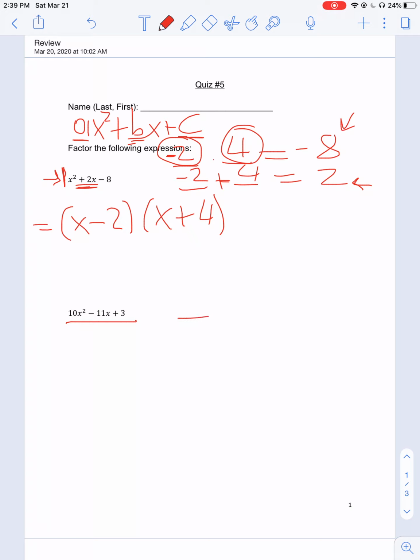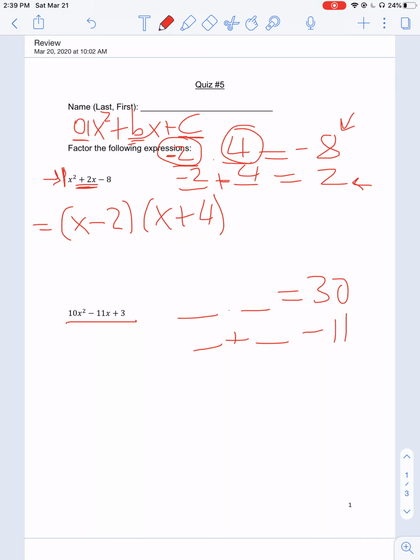So I'm looking for two numbers that multiply to 10 times 3, which is 30, and they have to add up to the b coefficient, right? So the coefficient of x, which is -11, okay? So let me just erase this because it looks somewhat messy.